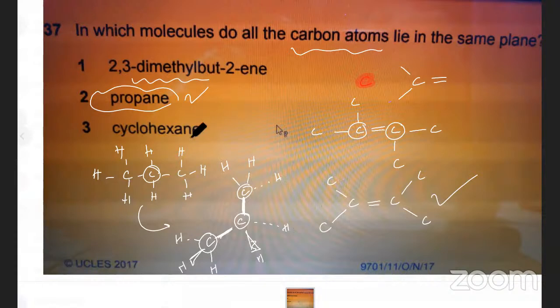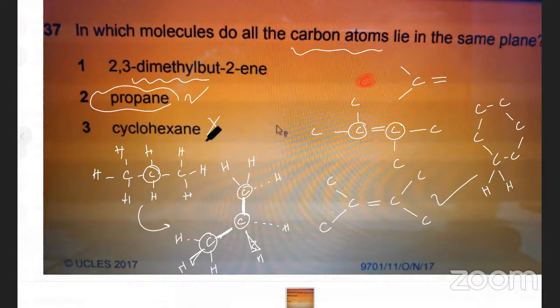The third one is not planar. Take 6 carbon atoms, because I told you that in cyclohexane, all of them are tetrahedral. In a tetrahedral arrangement, you can have 2 of them in the same plane, but not the third and the fourth. You can't have all of them in the same plane. Is that clear? So if you have 6 carbon atoms and all of them are tetrahedral, they wouldn't be in the same plane.